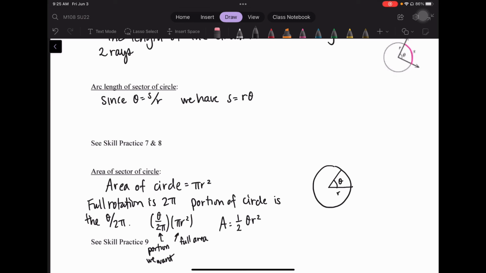That's all we have for this section. Stay tuned in our next video. We're going to work through the examples of each of these skill practice questions that you see.